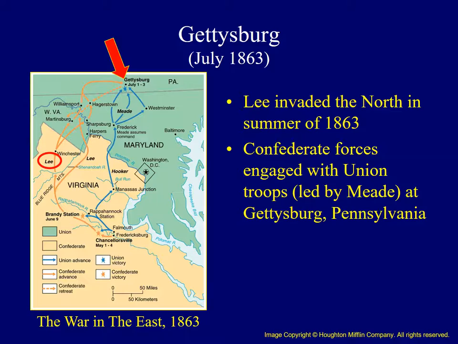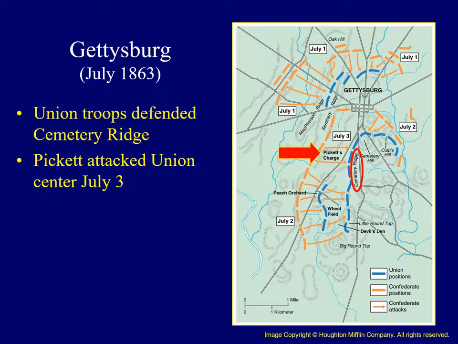Fighting at Gettysburg took place over 3 days. Union troops took up a defensive position along what was called Cemetery Ridge, shown with the blue dotted line encircled on the map. Confederates attacked both flanks of the Union line, but the largest assault came July 3rd. On that afternoon, troops under the command of George Pickett attacked the Union line. Pickett's famous charge proved a tremendous defeat for the Confederates.